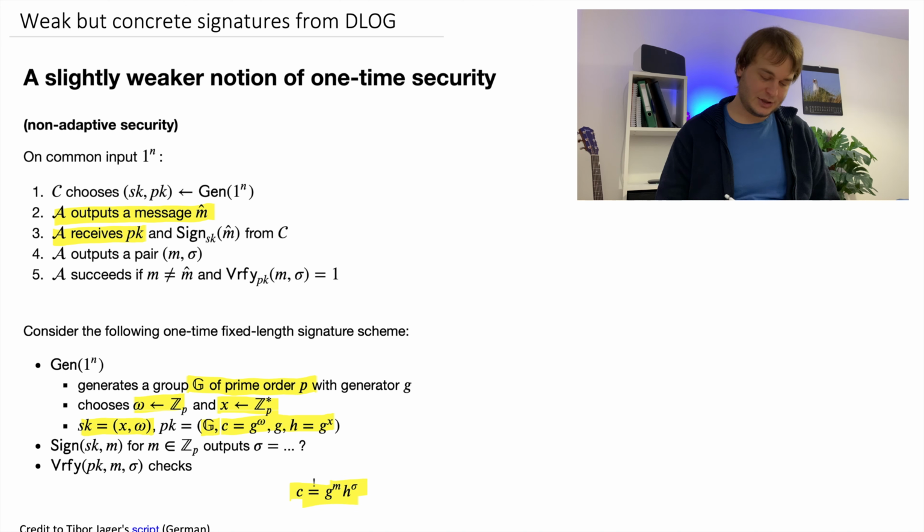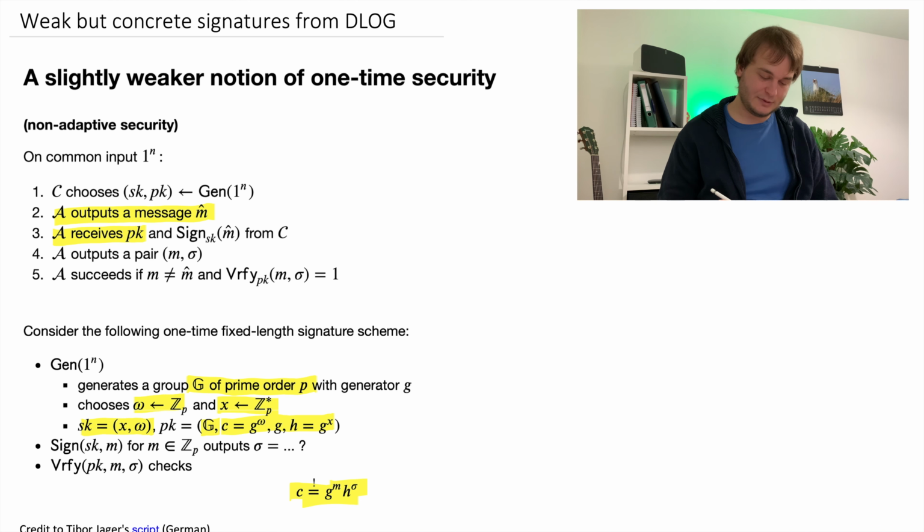So a signature consists of a value sigma, with the property that C is equal to g to the m times h to the sigma, where C is this thing in the public key. So first question to you is, what if we sign a message m in Z_p? What does sigma have to be in order for the verification equation to hold? Take a second, think about it.